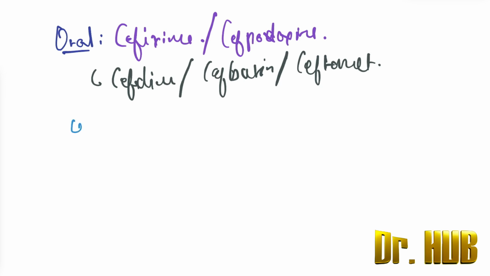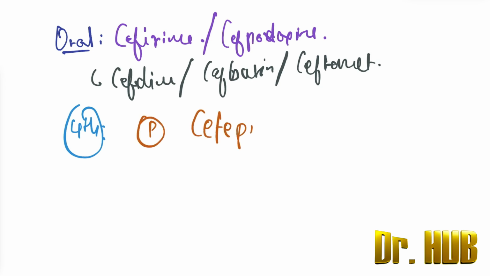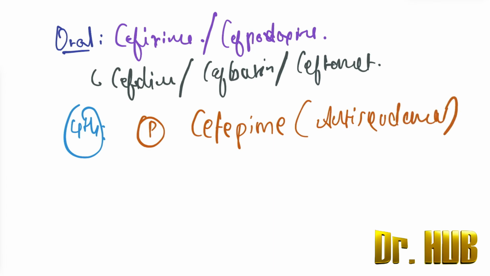Next we look at the fourth generation. So under the fourth generation, there is again the parenteral and the oral. Parenteral, it includes a cefepime, and this is the anti-pseudomonal. Then comes the cefpirome.